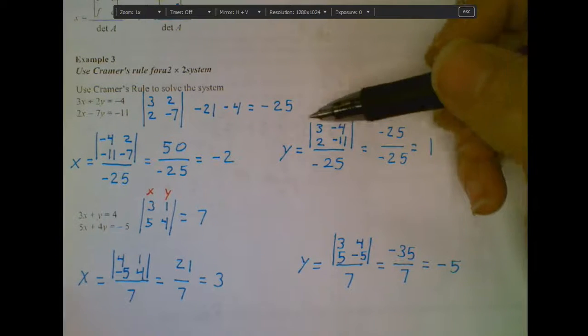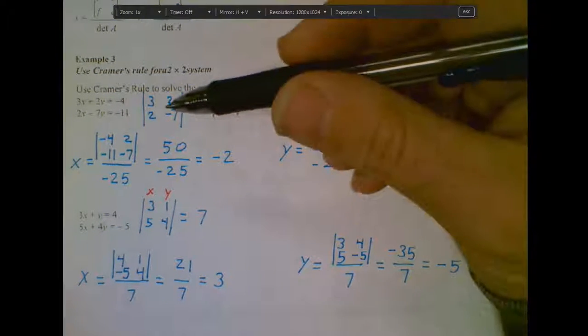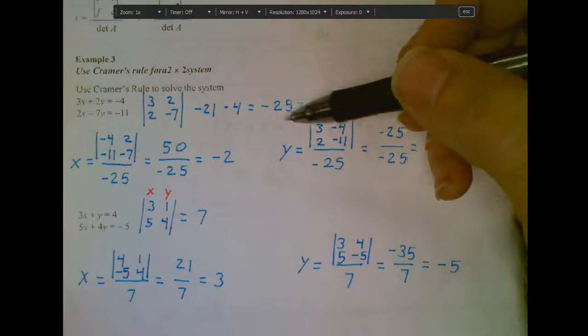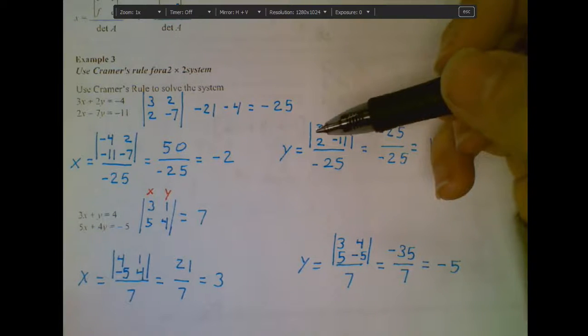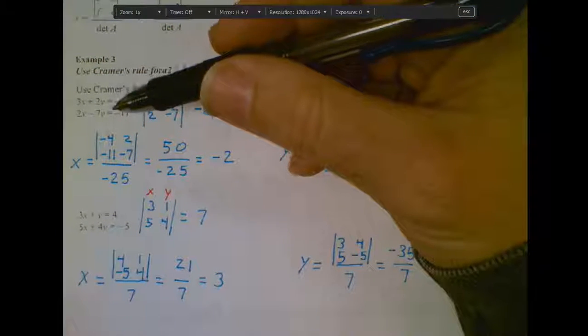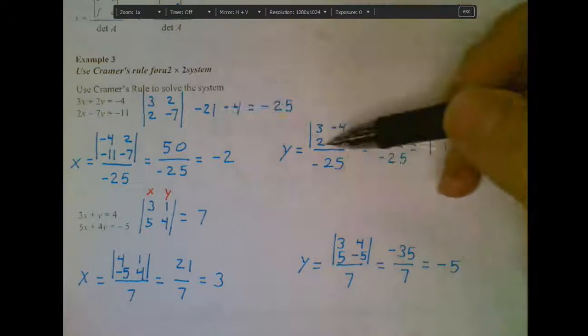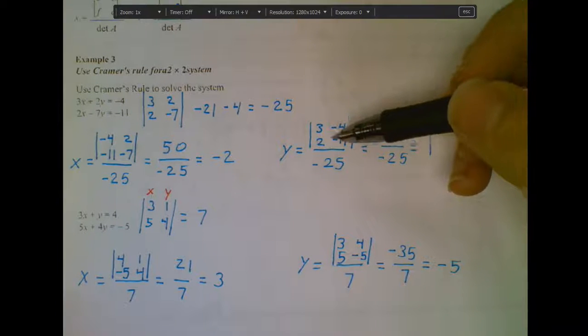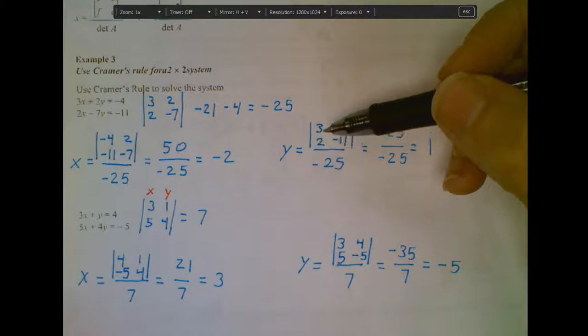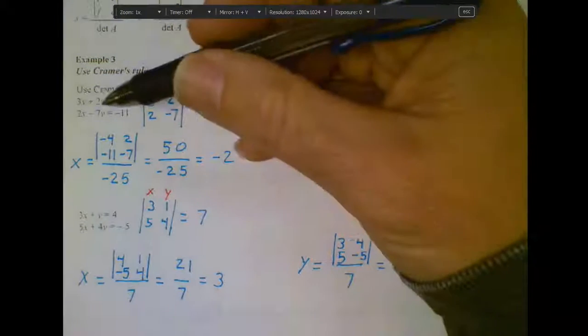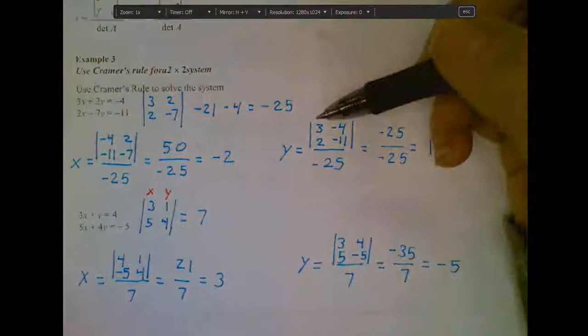So notice in my setup for y, again, I have my coefficient determinant on bottom. And on top, since I'm solving for y, I'm going to take my constants and put them into the y column, but I'm going to leave my coefficients for my x's alone, since I'm not solving for x on this one. So the 3 and the 2 stayed in this case.